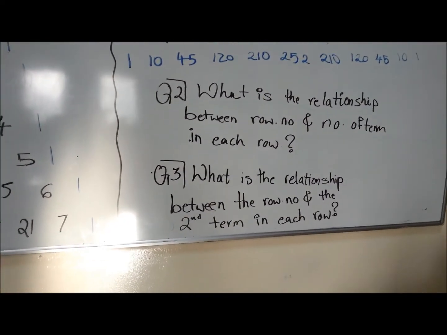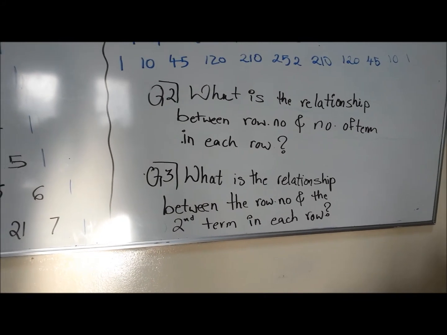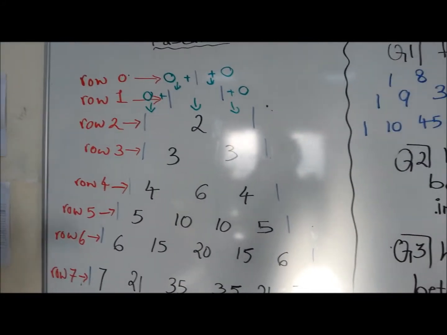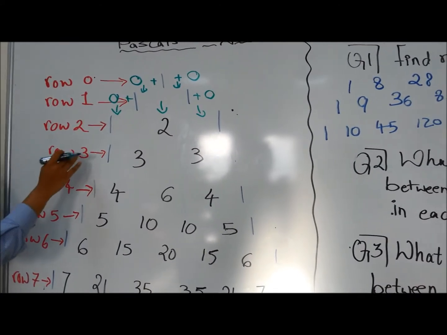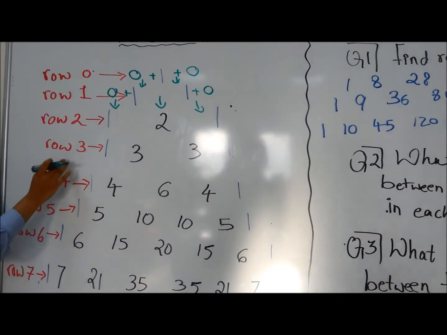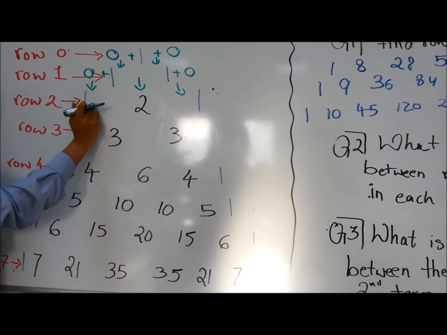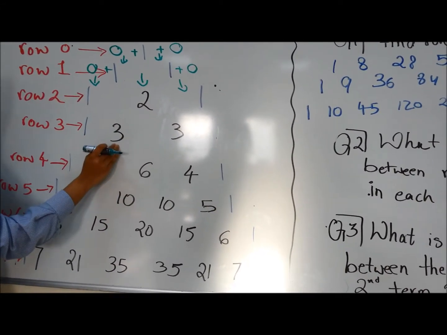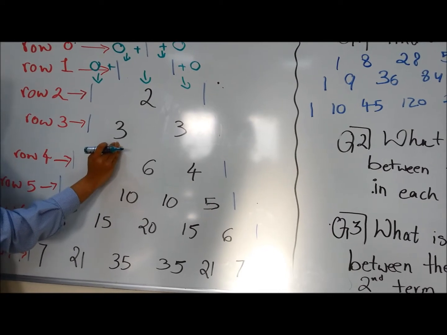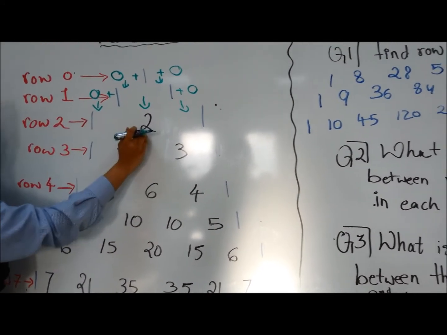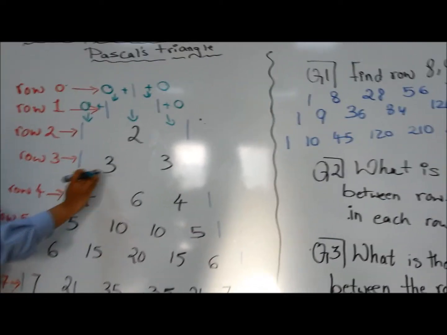The third question says, what is the relationship between the row number and the second term in each row? And as I explained previously, we took the terms of each row by adding the previous row. So we had the second term in row 3 as 3, as a result of the addition in the previous row, which was 1 plus 2, and we had the result 3.